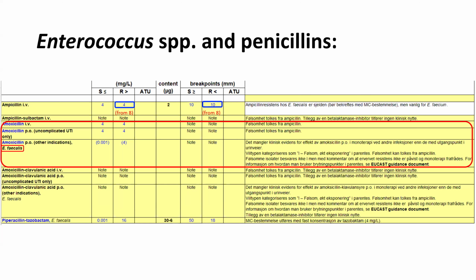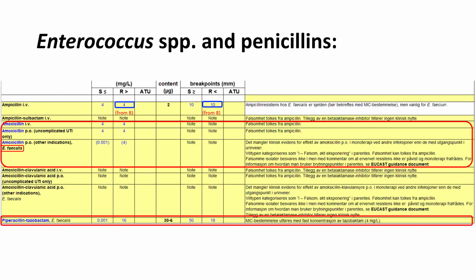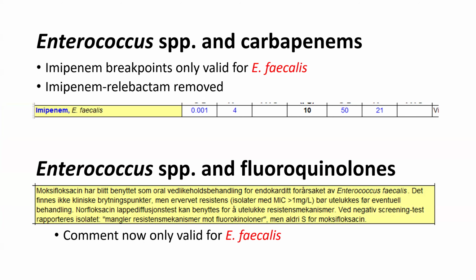And of course, it's completely analogous with amoxicillin-clavulanic acid. Now the clavulanic acid doesn't give any extra benefit, so it's only maybe if you're going to treat mixed infections where you need it, but it's the exact same there. And then last, we now have a breakpoint for piperacillin-tazobactam. It's only for E. faecalis. But you may now test it on its own and no longer infer from the ampicillin. So that was the penicillins.